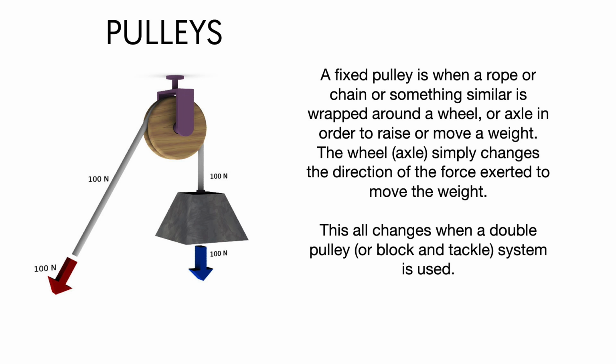Mechanical comprehension tests often address pulleys, so it's important to understand their advantages and how they work. First, let's start with a simple fixed pulley system. A fixed pulley is when a rope or chain or something similar is wrapped around a wheel or axle in order to raise or move a weight, like this. In this case, the wheel or axle simply changes the direction of the force exerted to move the weight.